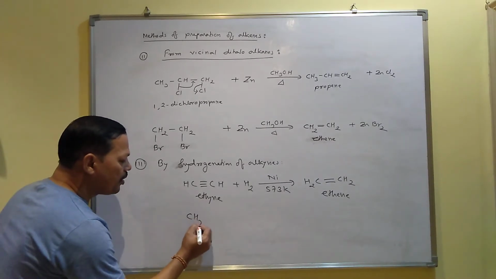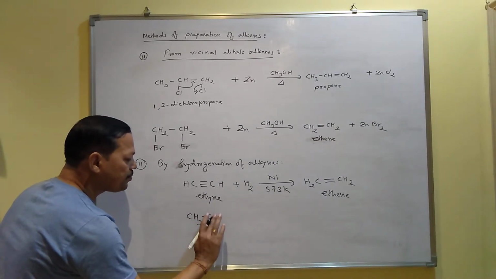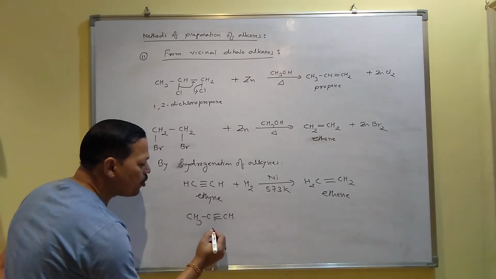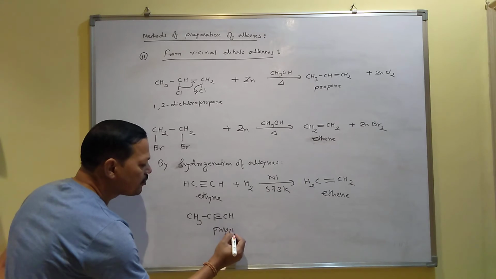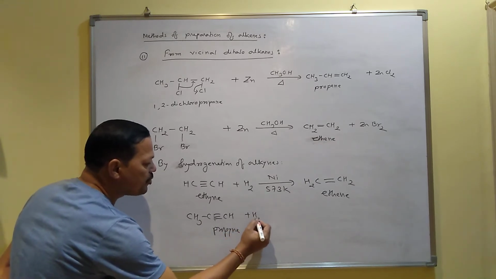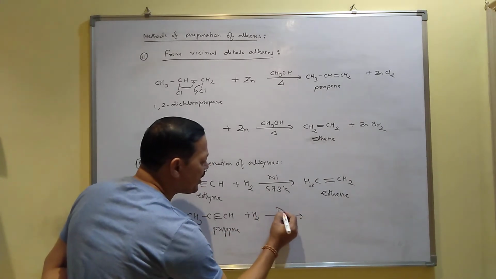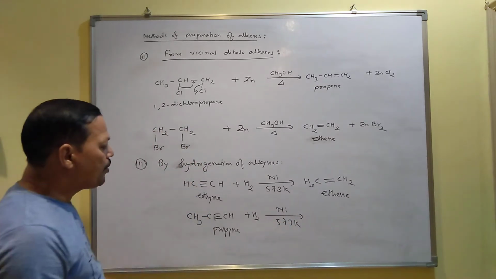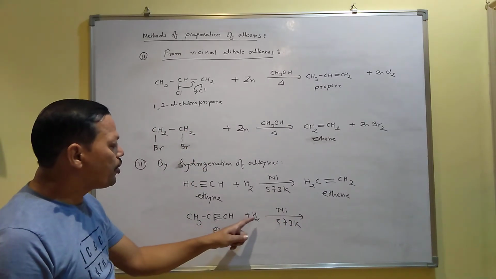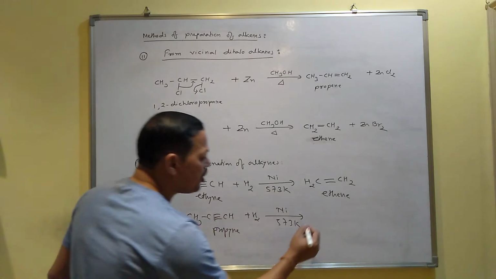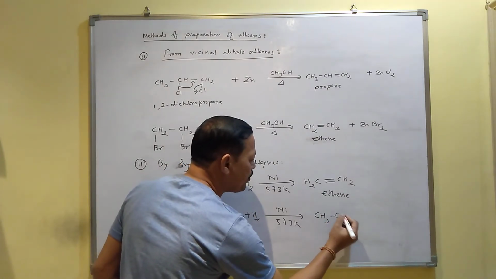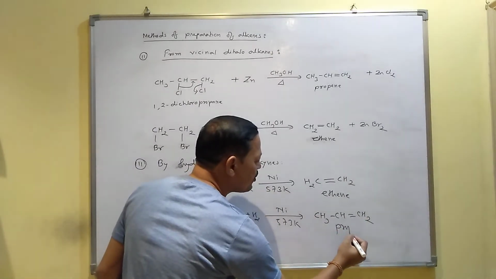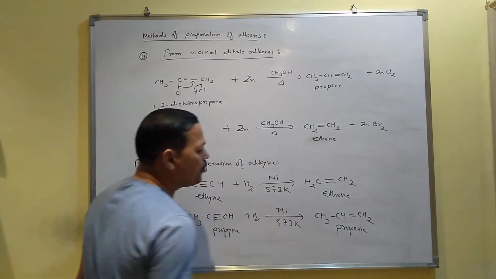Another example, this is one of the alkyne which contains 3 carbons, and this alkyne is called propyne. When propyne is added with hydrogen in presence of nickel catalyst, temperature required 573 Kelvin, then both the triple bonded carbons will join with one hydrogen and it will convert to propene. I mean it goes like this. Triple bond is converted to double bond.